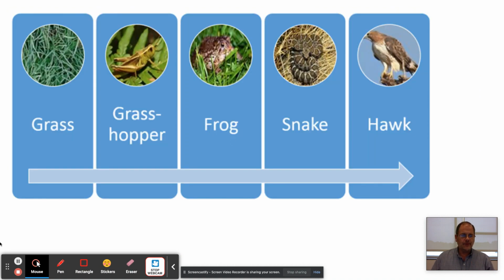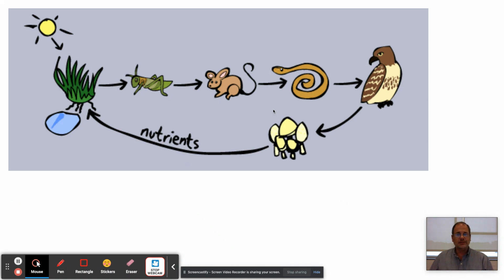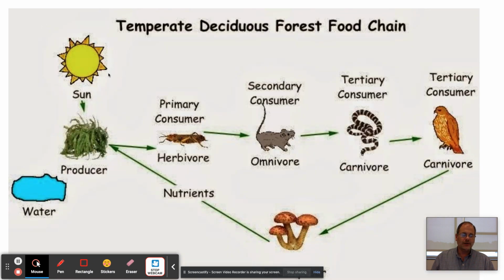And the arrow indicates where the energy flows. It flows from the grass and it gives energy to the grasshopper. The grasshopper gives energy to the frog. The frog gives energy to the snake. The snake gives energy to the hawk. And yes, snakes do eat mice, snakes do eat grasshoppers, but hawks can eat snakes too. I didn't believe it until I saw one flying in the air, a hawk carrying a snake. And it's true. All right, they all get energy from the sun.